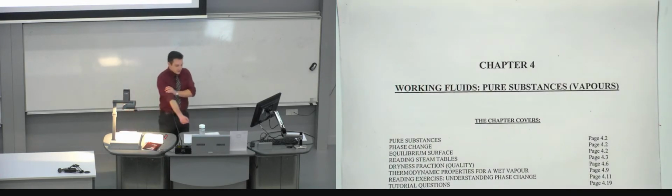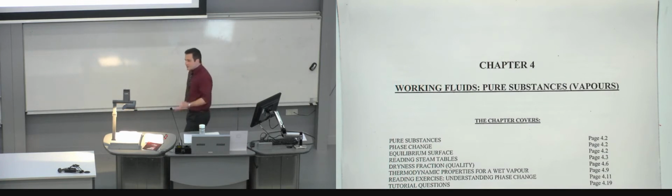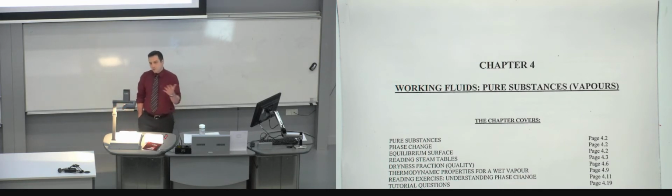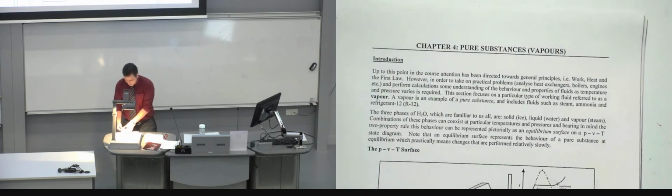Okay, so the title: you could have different pure substances, but vapor is probably the most important one that we're going to be dealing with. And we're going to see what the other types of pure substances are. Now, let's just give an overview of what we've been doing so far. Let's go to page 4.2.